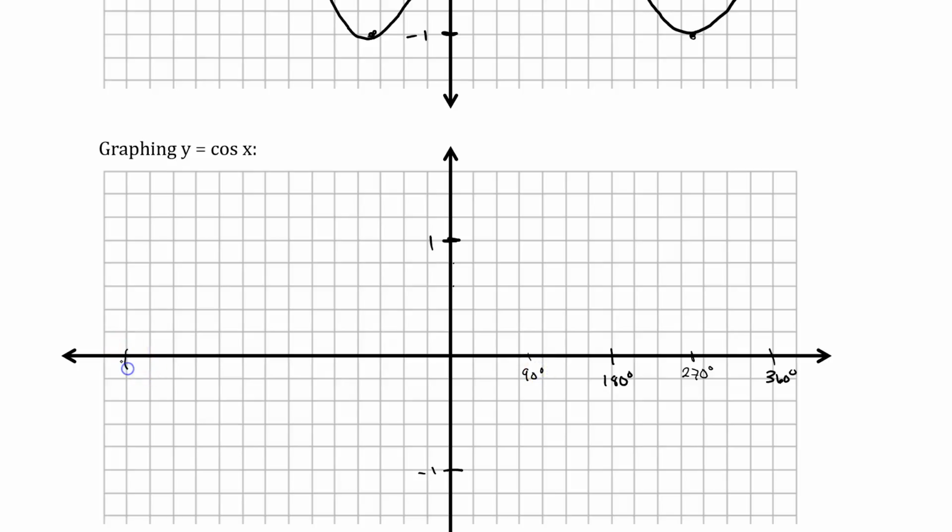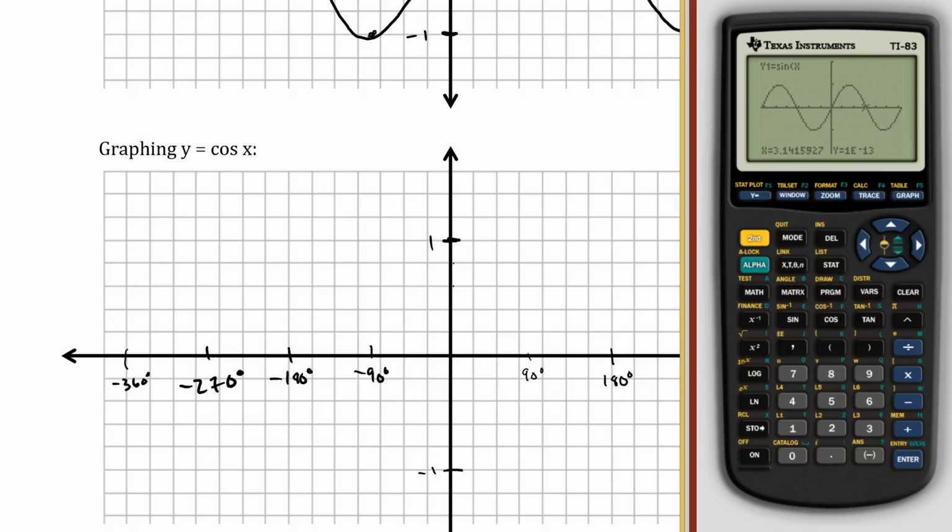Same thing is going to happen here. Okay, so we have negative 360, negative 180, negative 90, don't forget your degrees, and negative 270. So I'm going to switch back to degrees here. So I'm going to go mode, degree, and we're going to go into our graph, and instead of sine x, I'm going to say cosine x. And I'm going to graph it.